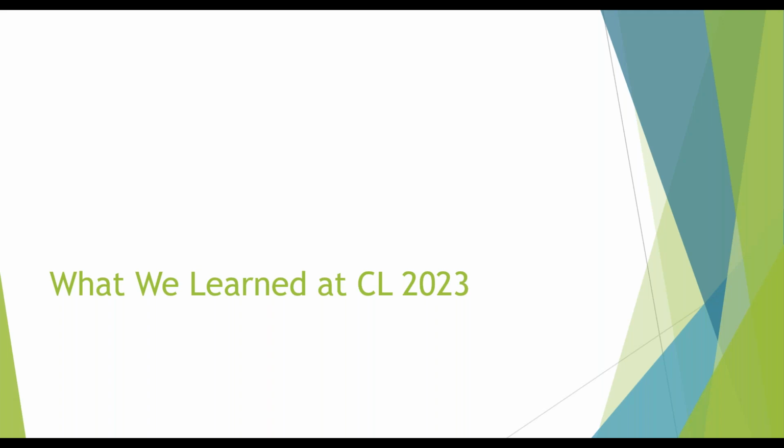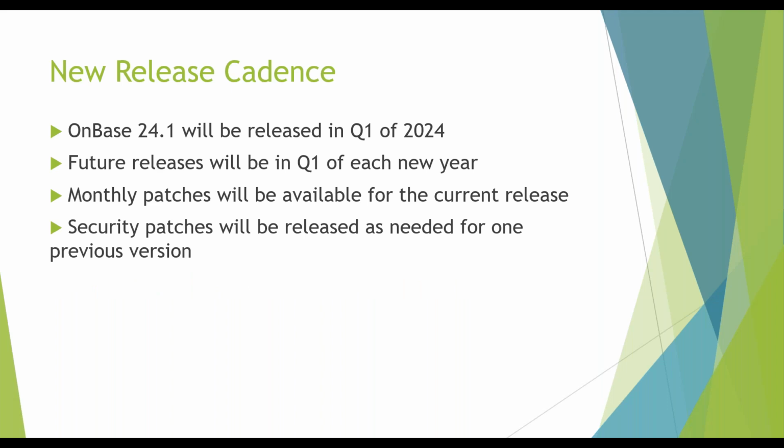Okay. Well, let's talk about what we learned in CommunityLive 2023. So OnBase 24.1 will be released in Q1 of 2024. Hyland said they were shooting for mid to late February. That is pretty aggressive considering that 23.1 came out last month. I anticipated being closer to mid to late March, but Hyland has a goal.